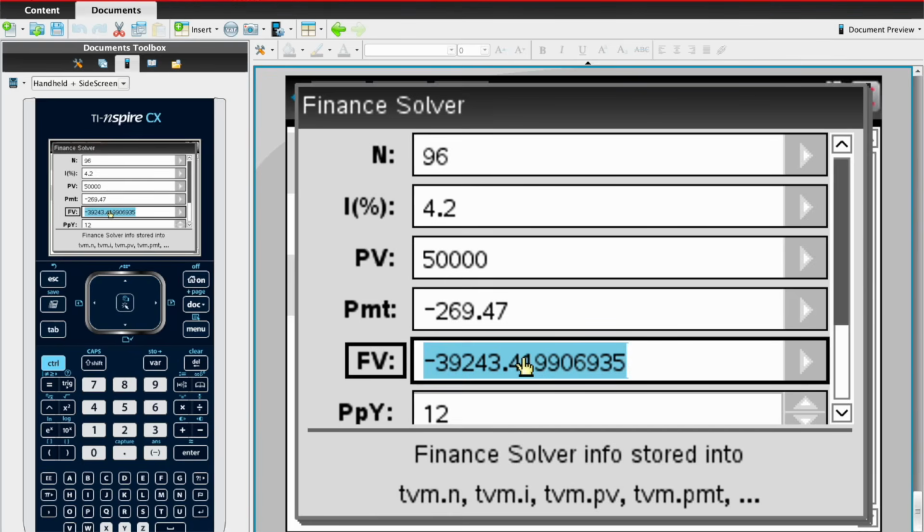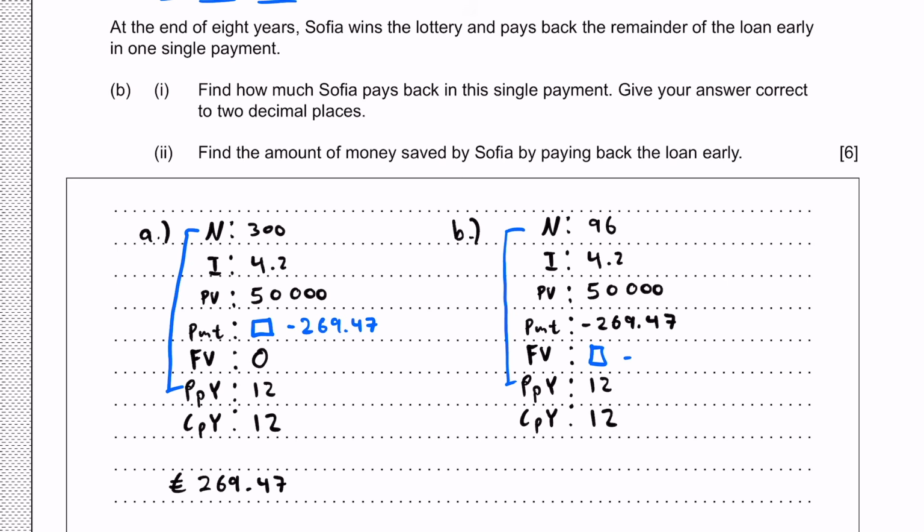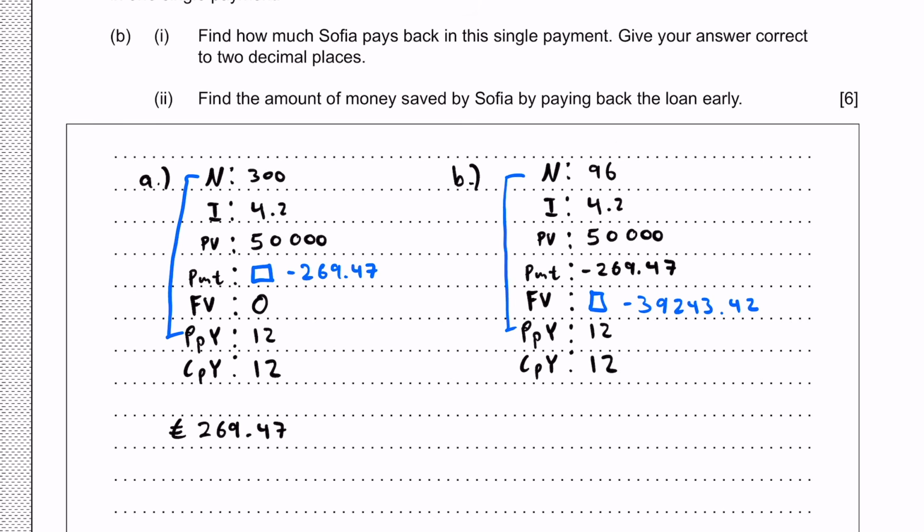So let's go back to the document and write that out. So this is 39,243 euros and 42 cents. And so the answer for how much she pays back in the single payment is going to be this value right here. 39,243 euros, 42 cents, and then let's put the euro symbol once again. Okay.